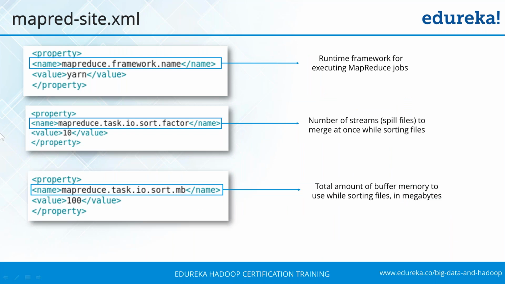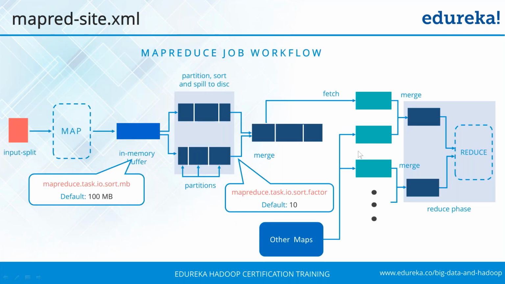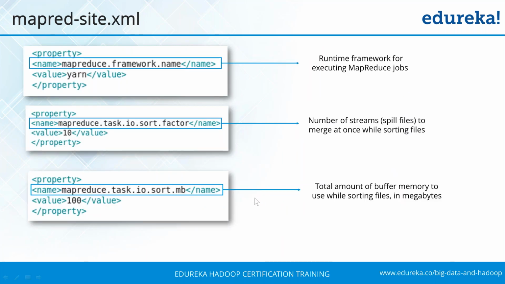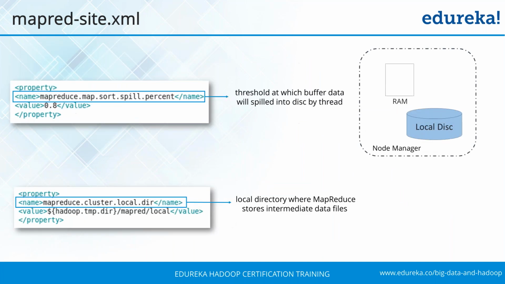To complete this entire operation, obviously we can tune some parts of it. First of all, we have to say that the framework it is going to use is basically YARN, because YARN is the generic framework which will execute these MapReduce jobs. Then the task IO factor is the number of streams, or spill files, to merge at once while sorting the files. By default it is 10, but you can increase or decrease it. And this is the task IO sort MB, which is the size of the buffer: the total amount of buffer memory to use when sorting the files, in megabytes.